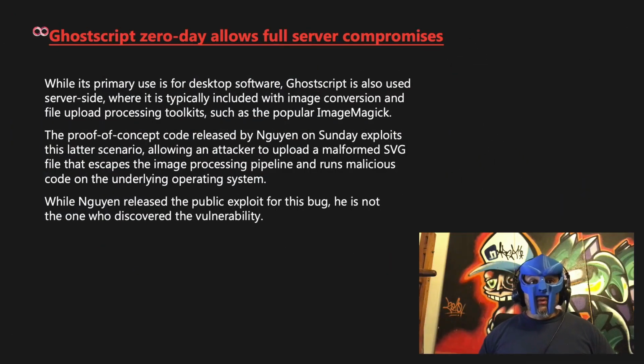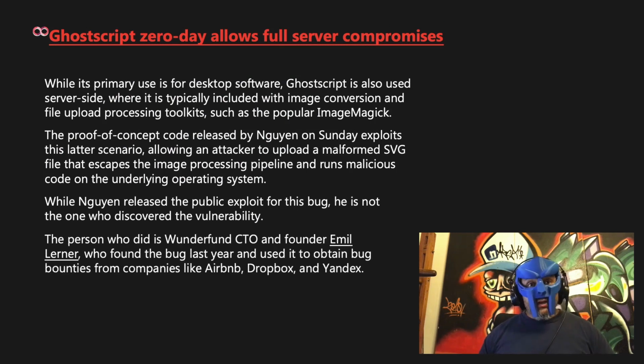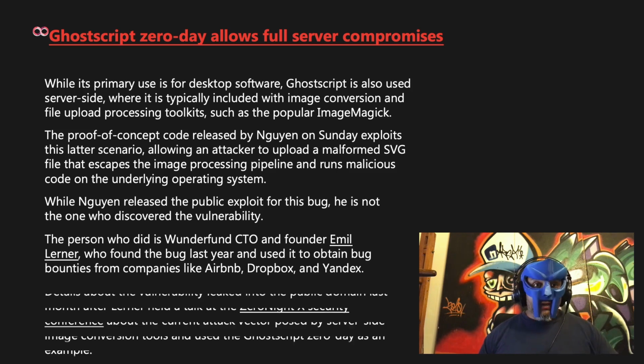While Nguyen released the public exploit for this bug, he is not the one who discovered the vulnerability. The person who did is Wonderfund CTO and founder Emil Lerner, who found the bug last year and used it to obtain bug bounties from companies like Airbnb, Dropbox, and Yandex.